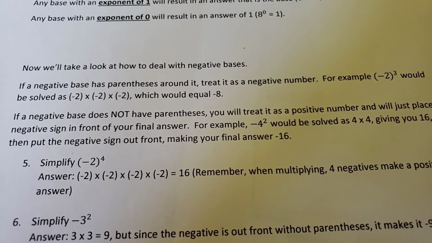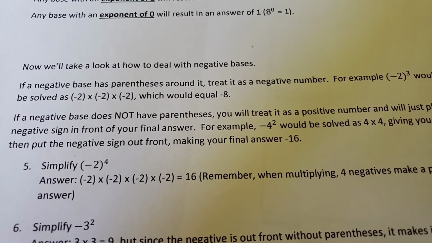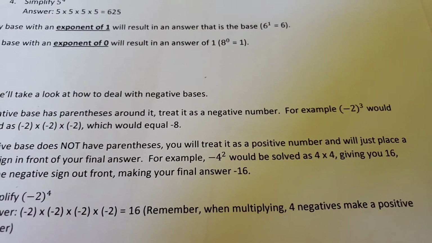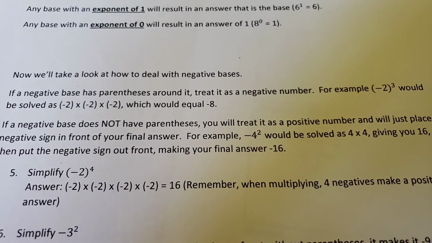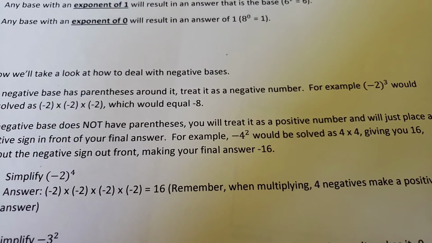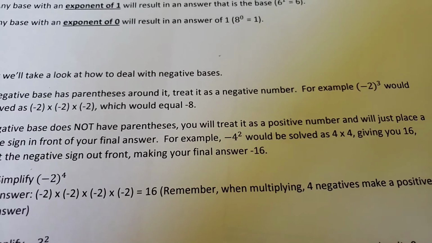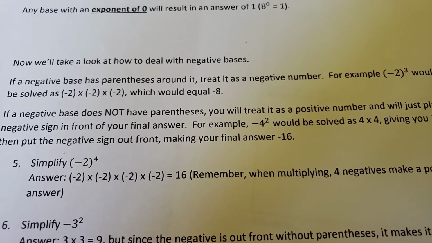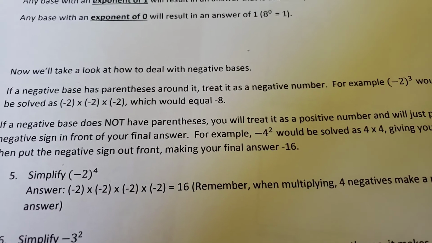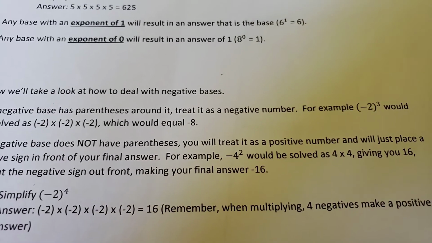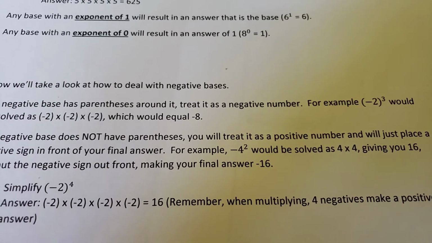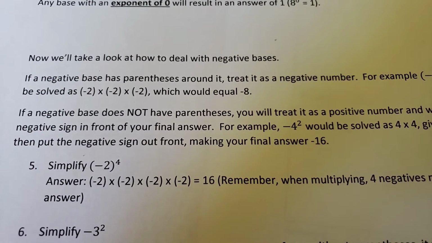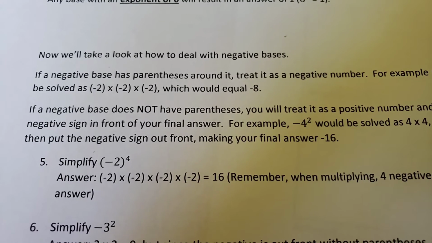Now, if the negative base does not have parentheses, you would treat it as a positive number, and you'll just place the negative sign in front of your final answer. So for example, that negative 4 to the second power will be solved just as 4 times 4, giving you 16. Then you put the negative sign out front, making your final answer negative 16. So that's kind of the difference between the two. If it has parentheses, we consider that number to be a negative number. If it does not have the parentheses, we would consider the 4, like in this example, to be just a positive 4, then we just stick a negative sign on the final answer.